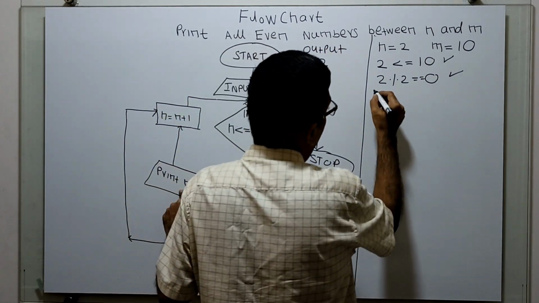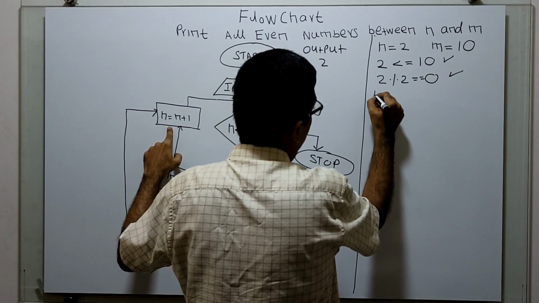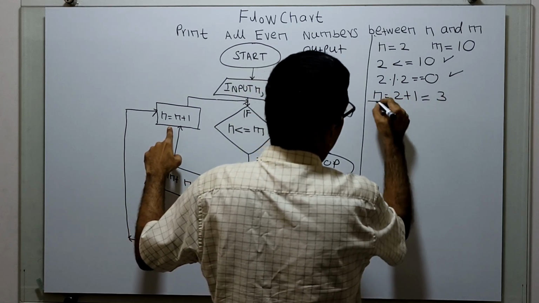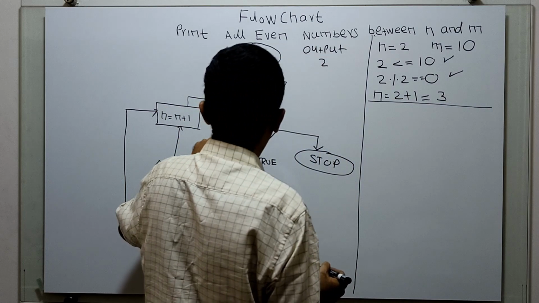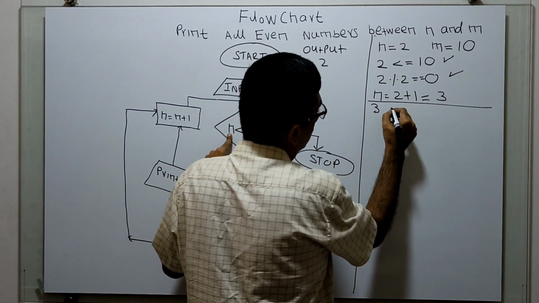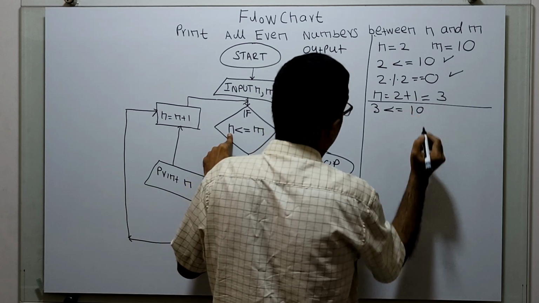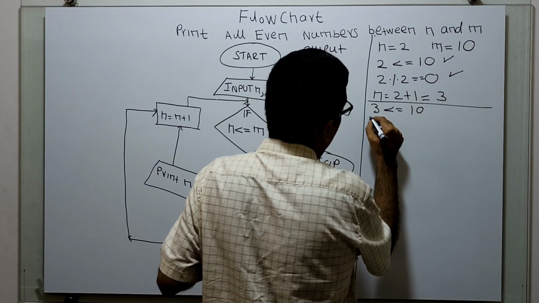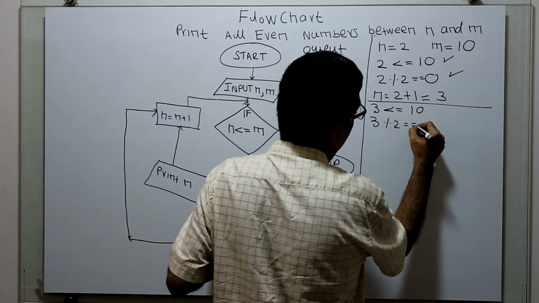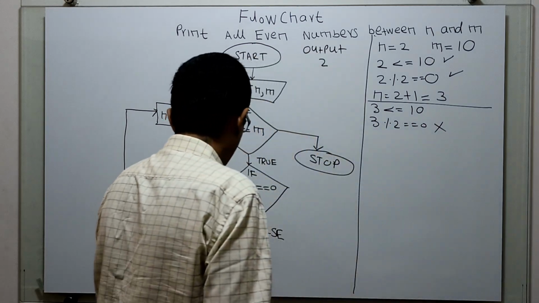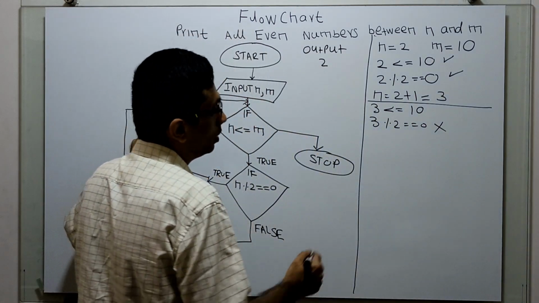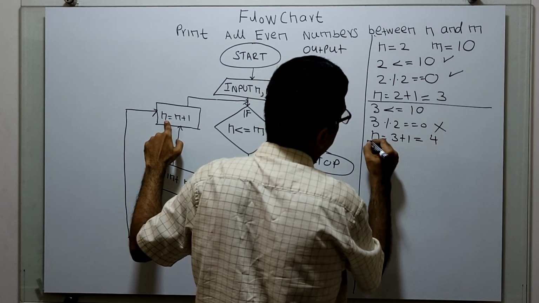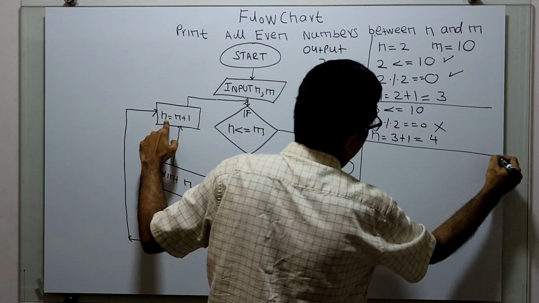Next, n is incremented by 1. n equal to 2 plus 1, which is equal to 3 now. So the iteration is over. Next iteration, n less than or equal to m: 3 less than or equal to 10. We check the condition n modulo 2 equal to 0. 3 modulo 2 equal to 0 is false. Then it will come out and increment the n value by 1. So n equal to 3 plus 1, which is equal to 4, and this iteration is over.